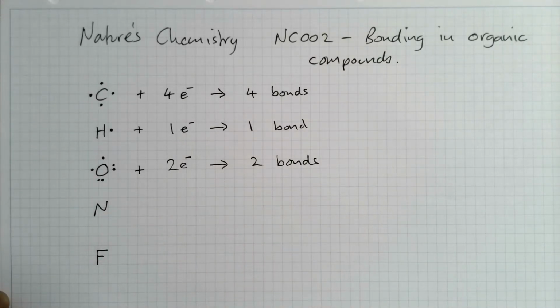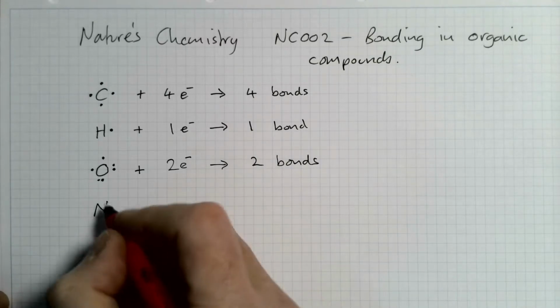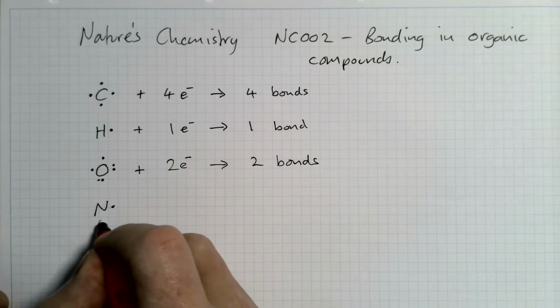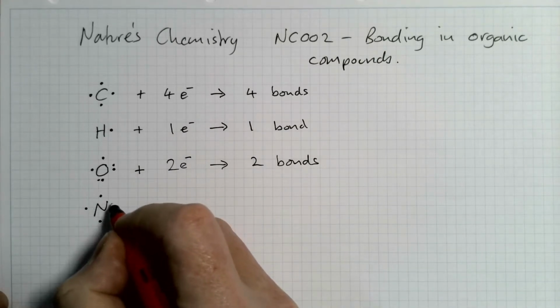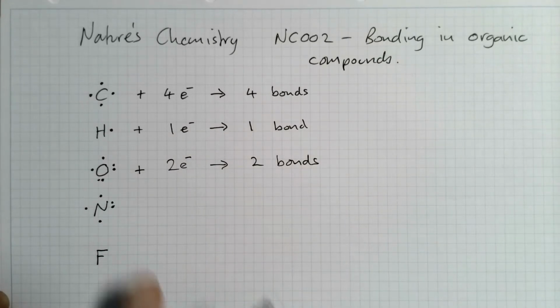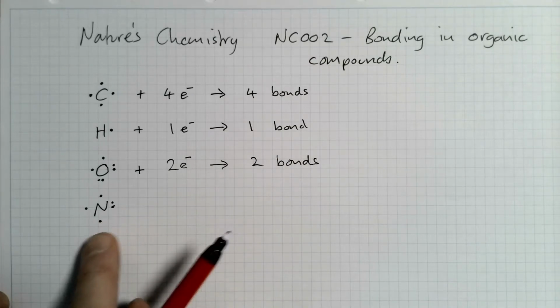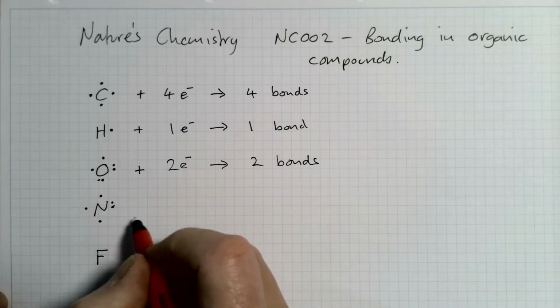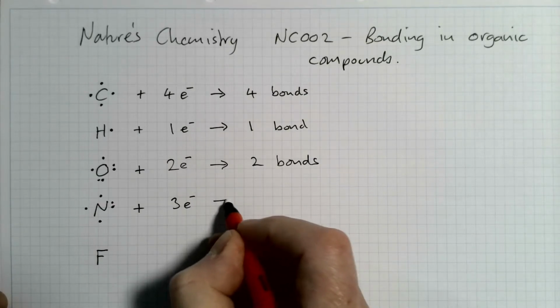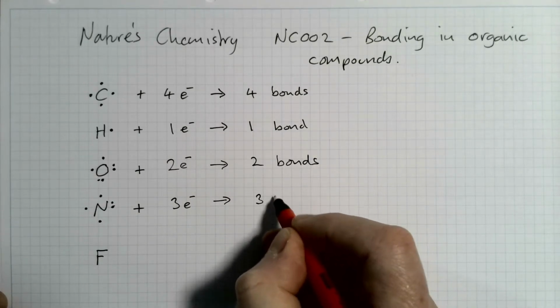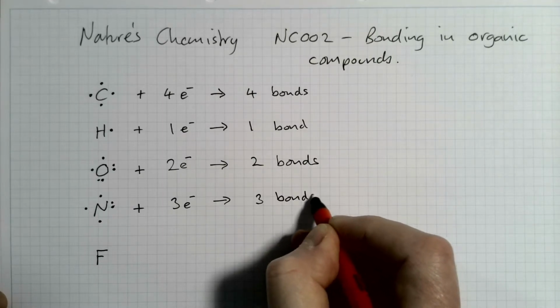Nitrogen, remember, has 5 electrons in its outer shell. So 1, 2, 3, 4. And of course the next one has to go with a pair. So that's 5. That pair is not available for bonding. These individual electrons are, so we can put 3 electrons. If it can share 3 electrons, it can make up to 3 bonds.